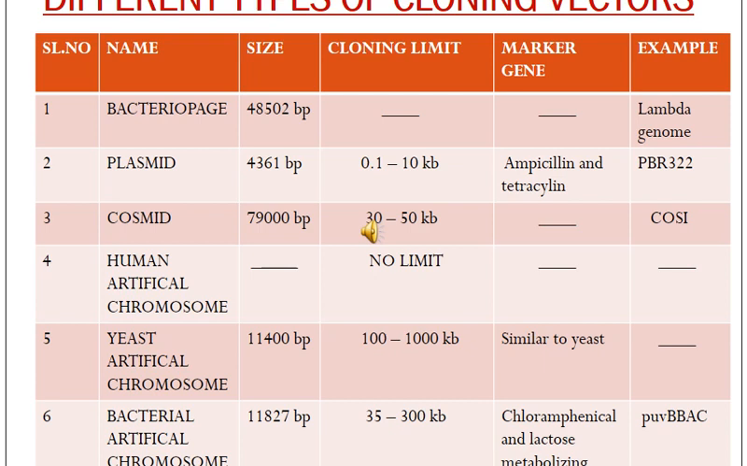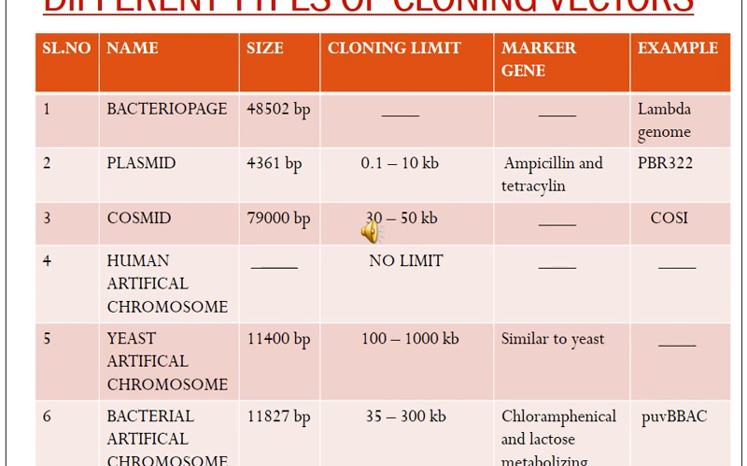Plasmid has a size of 4361 BP, and it has a cloning limit of 0.1 to 10 kb. It has marker genes, ampicillin and tetracycline, and an example is pBR322. We always use all these cloning vectors in different types. We'll see this further in the application. When we learn about applications, you will see the use of these different types of cloning vectors.